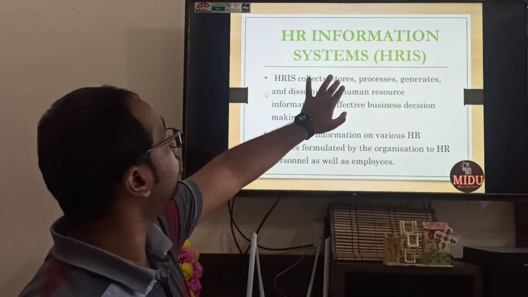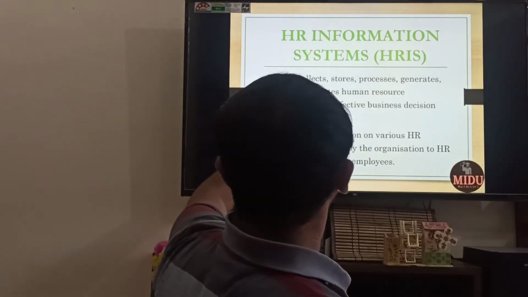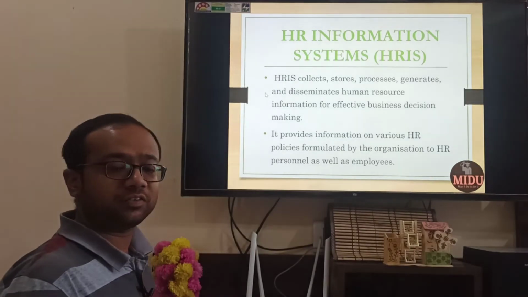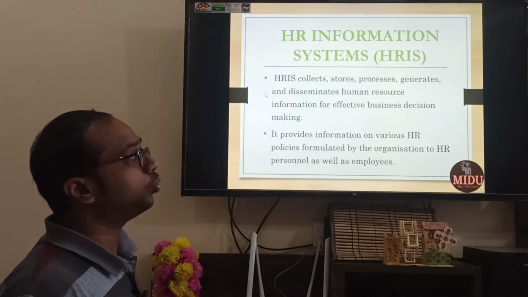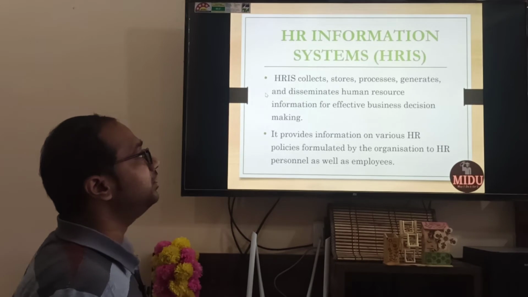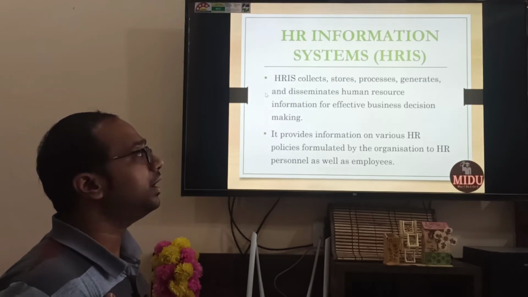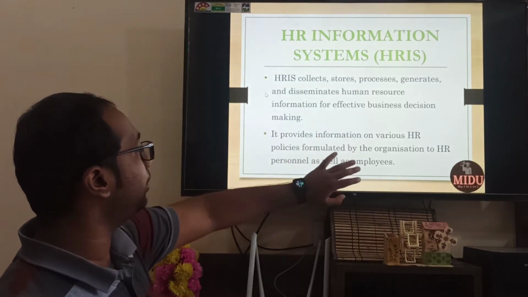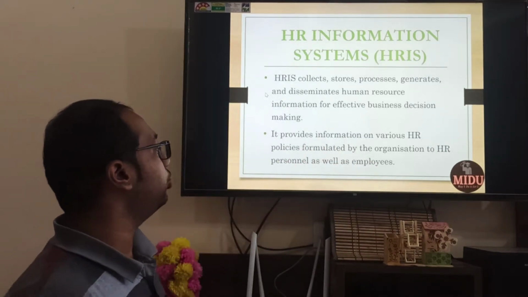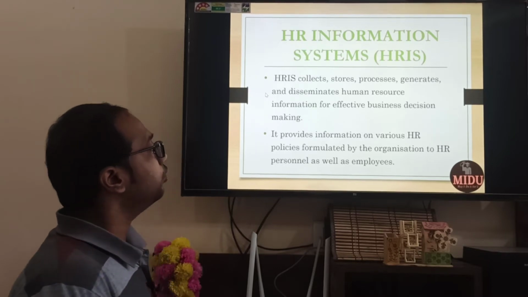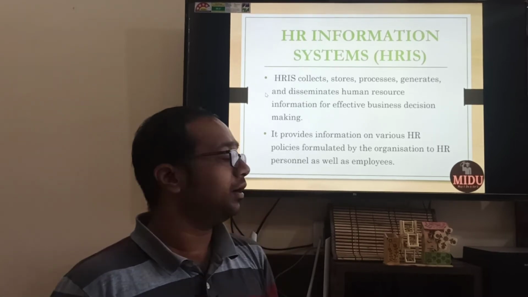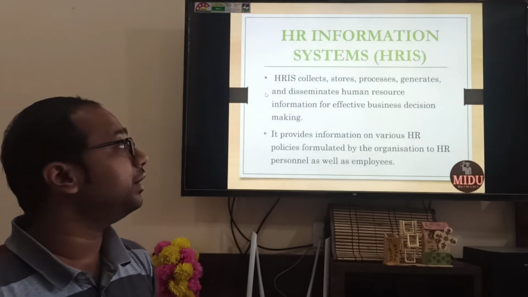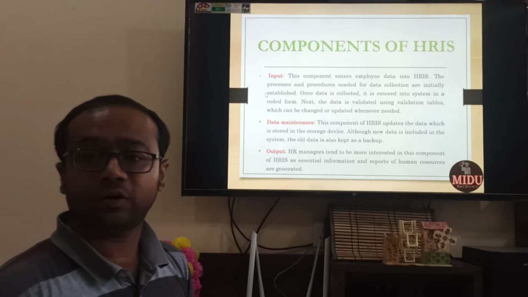It collects, stores, processes, generates and disseminates human resource information for effective business decision making. So what this HRIS is doing, it is collecting data, storing it, processing, generating and then disseminating the information so that effective business decisions can be taken. It provides information on various HR policies formulated by the organization to HR personnel as well as employees. So various HR policies that are done and the data is given to the personnel as well as employees, all that is given.